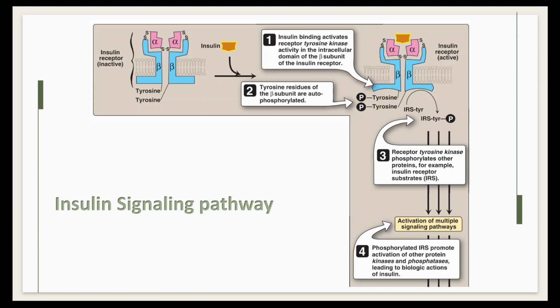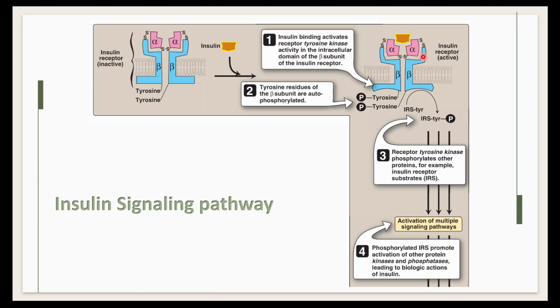It consists of 4 subunits, 2 extracellular alpha subunits, which are the insulin binding site, and 2 transmembrane beta subunits, which are the ones that are connected to the inside of the cell and coupled to the tyrosine kinase enzyme. The story starts with insulin coming and binding to the alpha subunits.